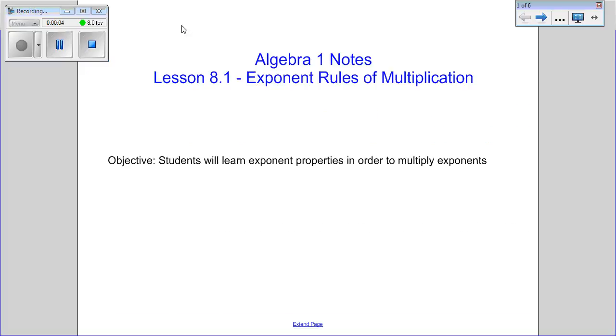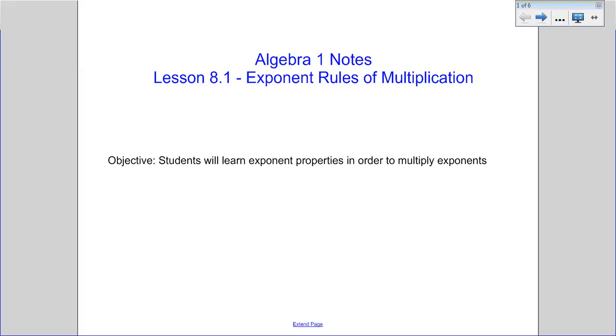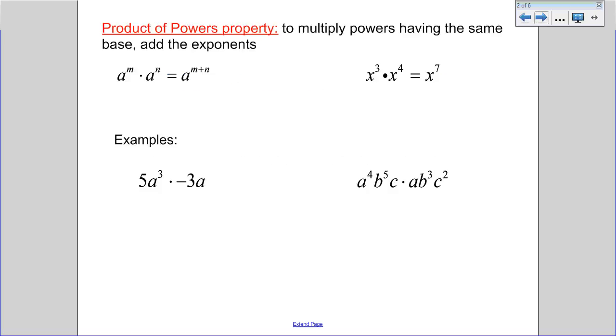Alright, ladies and gentlemen, let's take a look at our rules here. We're going to be multiplying, and that's the only thing we're going to use these rules for, multiplication problems. Later on in the chapter we'll take a look at division, but today it's multiplication. The first rule we're going to take a look at is the product of powers rule.